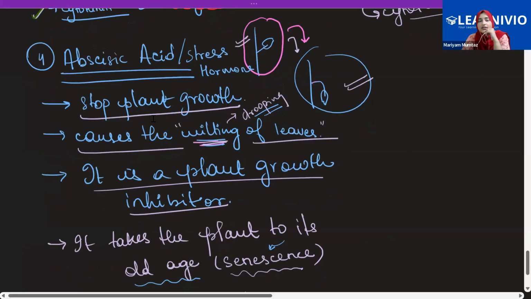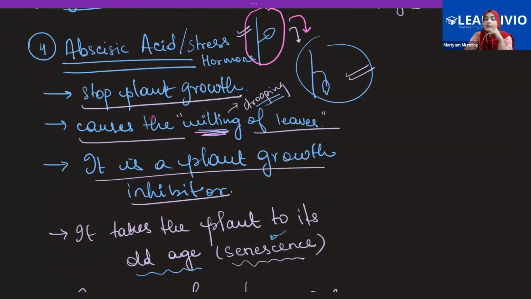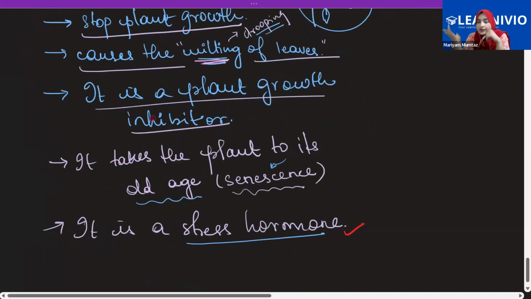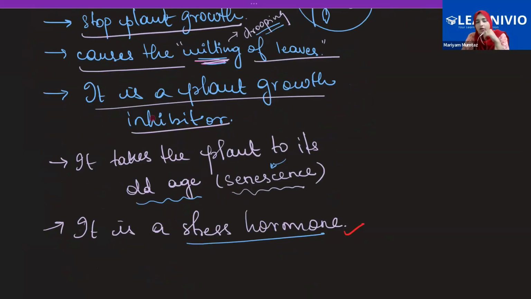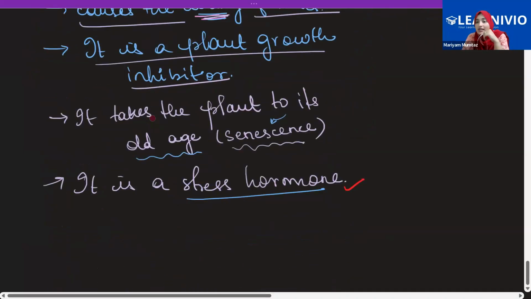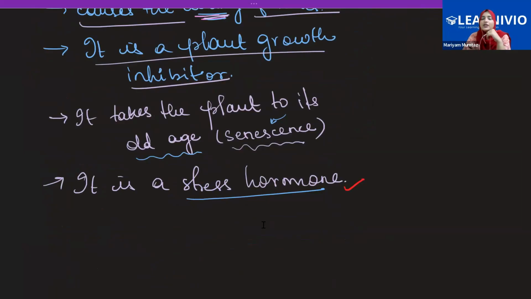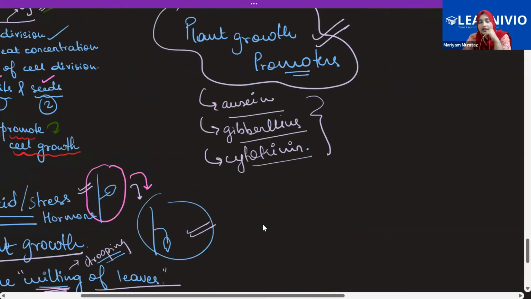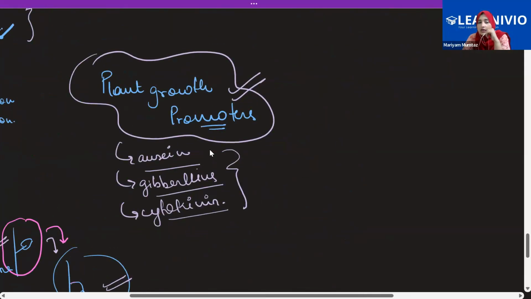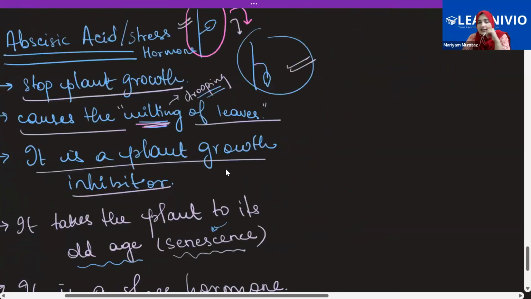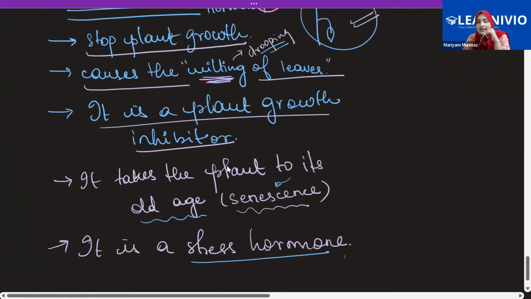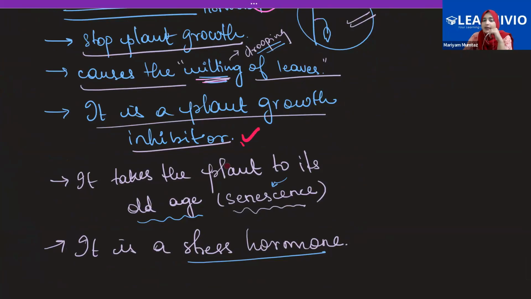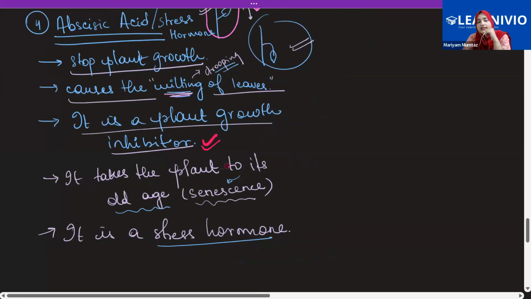So when we talk about the abscisic acid, it is responsible for taking the plant towards its old age. The old age of plants is called senescence. And talking about abscisic acid, it is a stress hormone. It is only secreted in the plant whenever there is a stressful situation or whenever the plant is growing old. So, all in all, the plant growth promoters are auxin, gibberellins, and cytokinin, whereas abscisic acid is 100% a plant growth inhibitor. Is it clear, students?